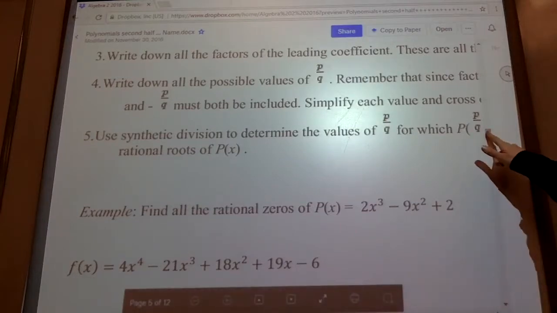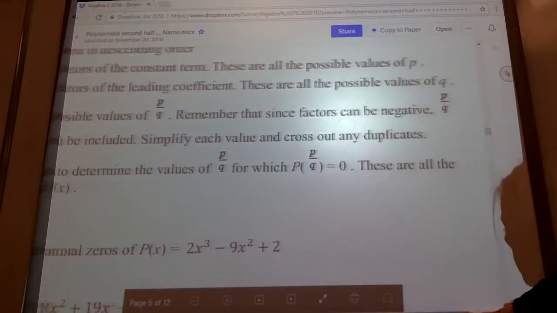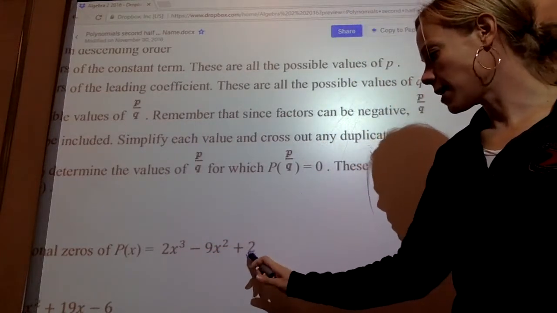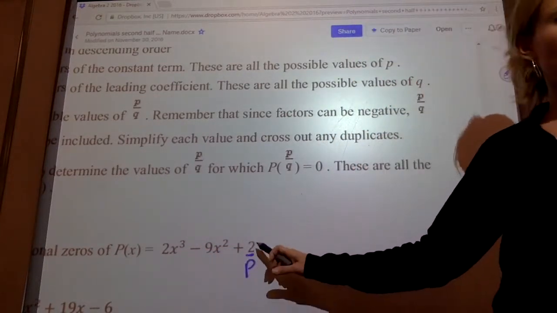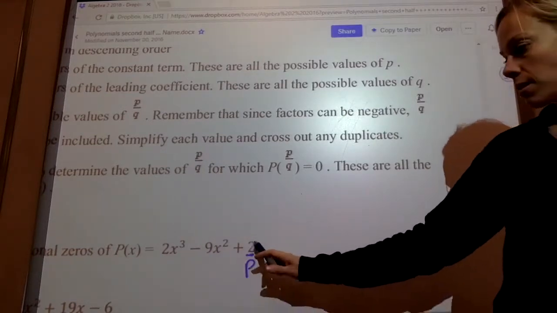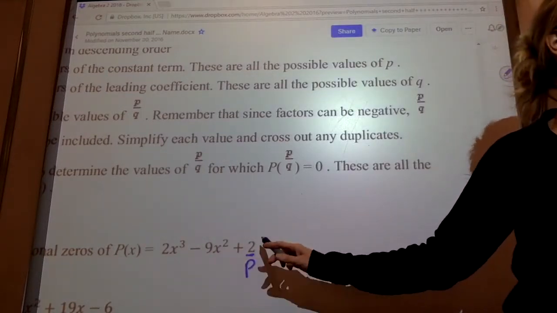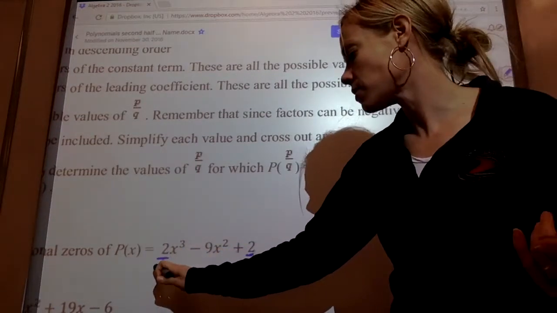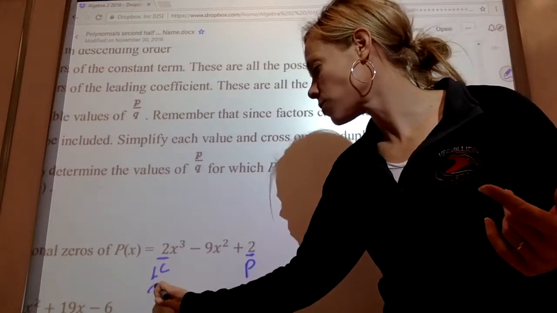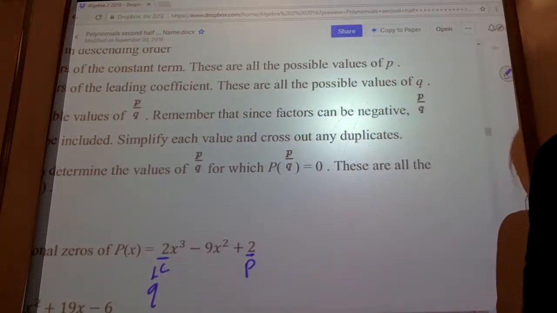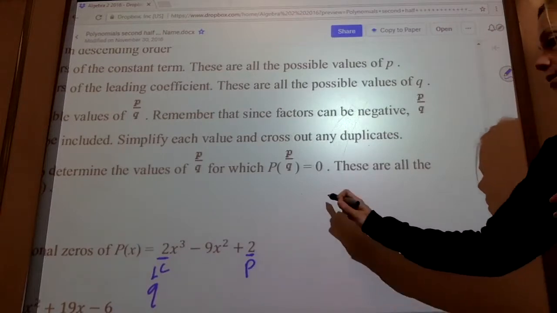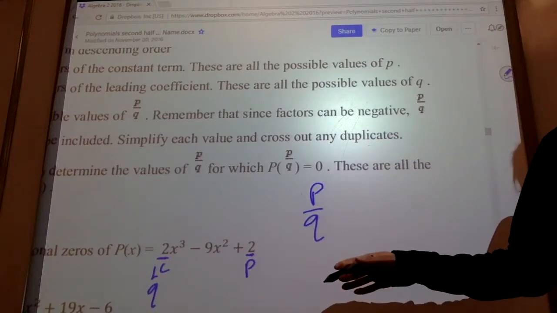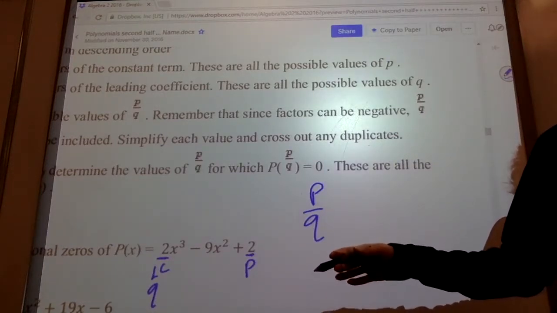Okay, when you have a polynomial, let's look at this example right here in your notes. This here, the constant, that is your p. So every polynomial you have, the number without the variable, the constant, is your p. The leading coefficient, so the first number, that is your q. Okay? So all of the factors can be listed in a combination fraction of p and q.